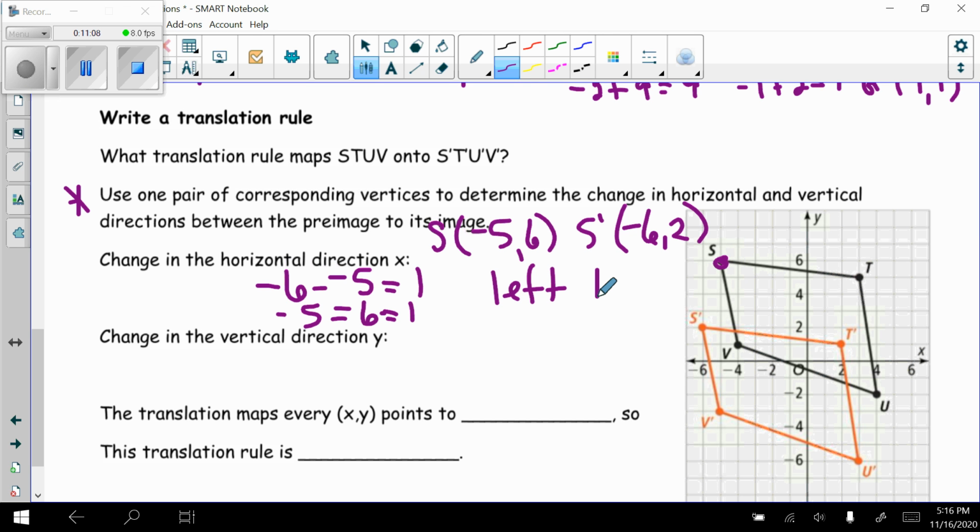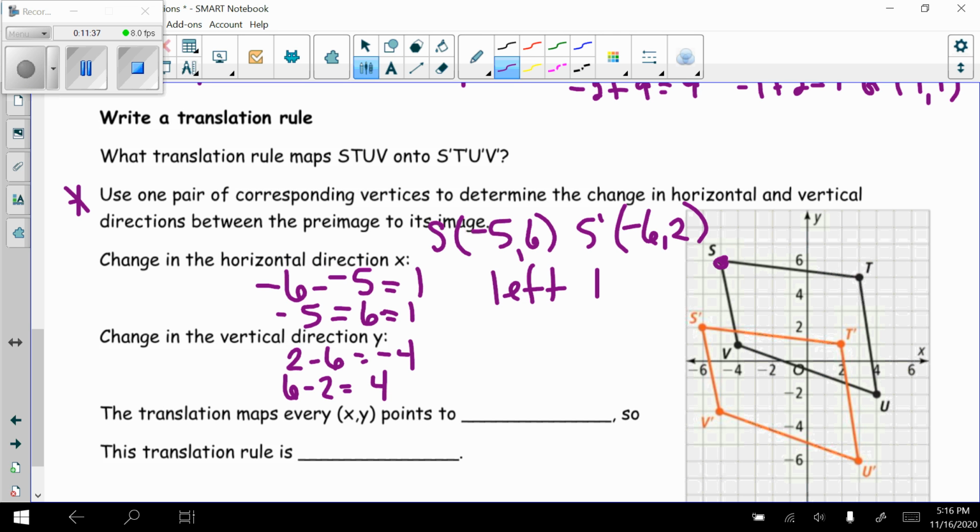So now, change in the vertical direction, the Y. I started with my Y, my pre-image is at 2. So if I do 2 minus 6, I'm at -4. Or if I went the other direction, 6 minus 2, I'm at 4.